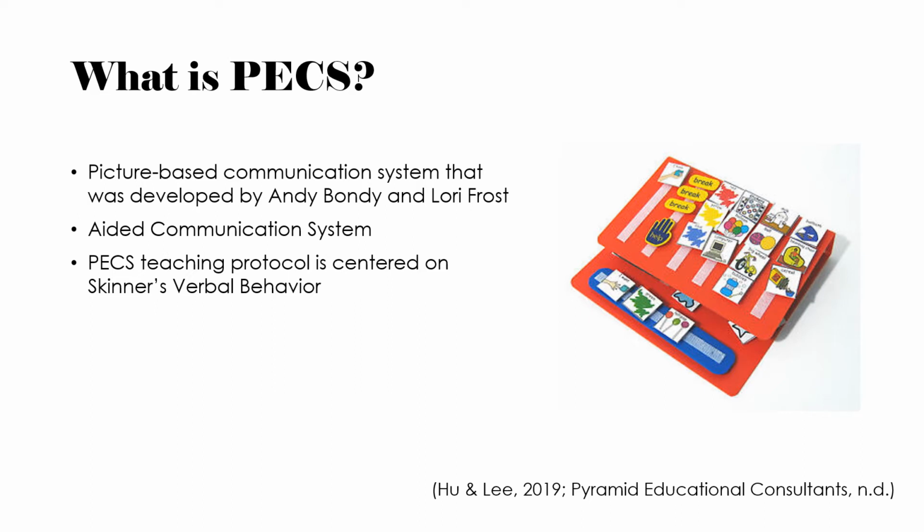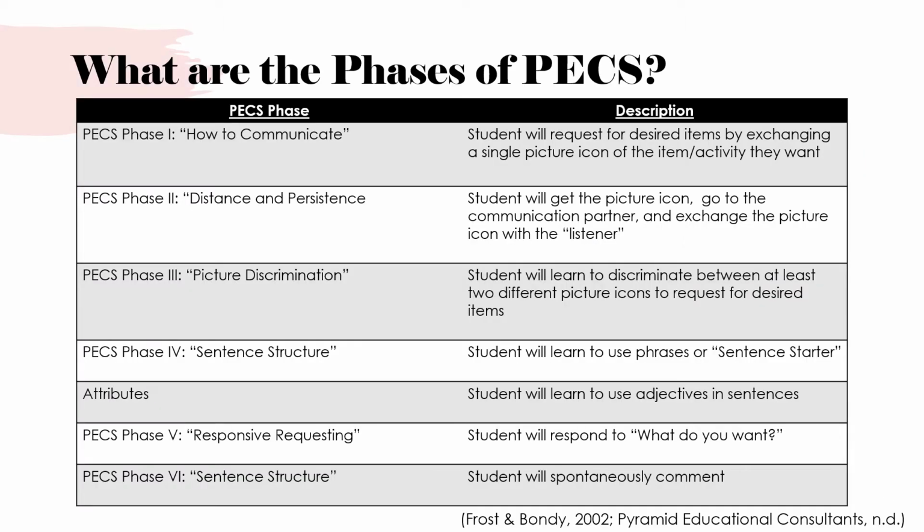PECS has a teaching protocol, and the teaching protocol is centered on Skinner's verbal behavior. There are 6 phases of PECS. I will briefly review all the phases. PECS Phase 1 teaches students how to communicate. Here, the students will request the desired item by exchanging one PECS picture icon of the item they want with the communication partner. PECS Phase 2 teaches distance and persistence. This means the students will learn to travel to their communication partner and their PECS book to communicate their needs and wants.